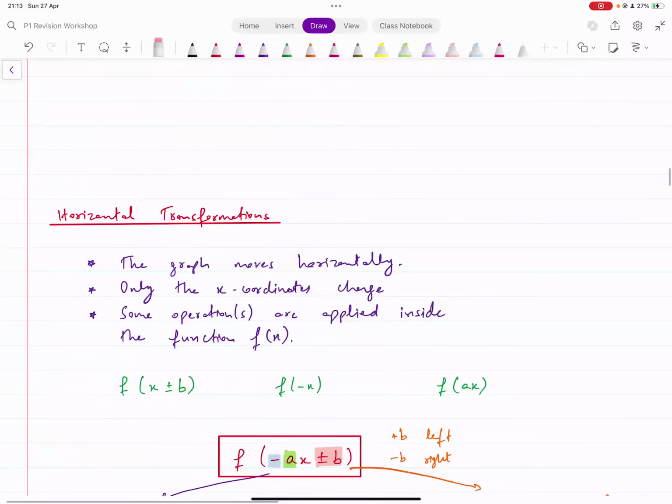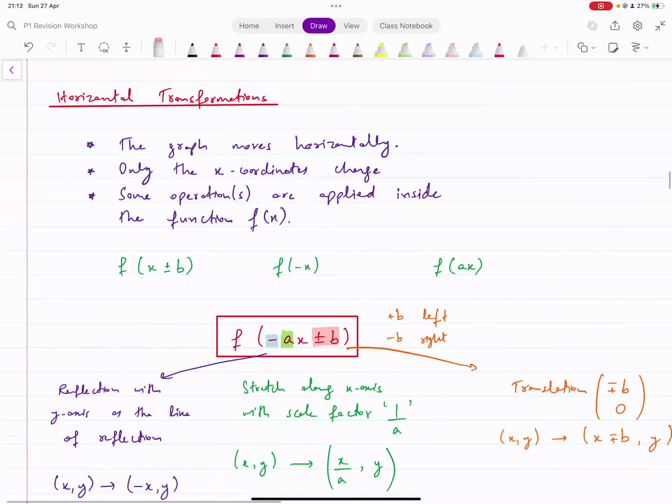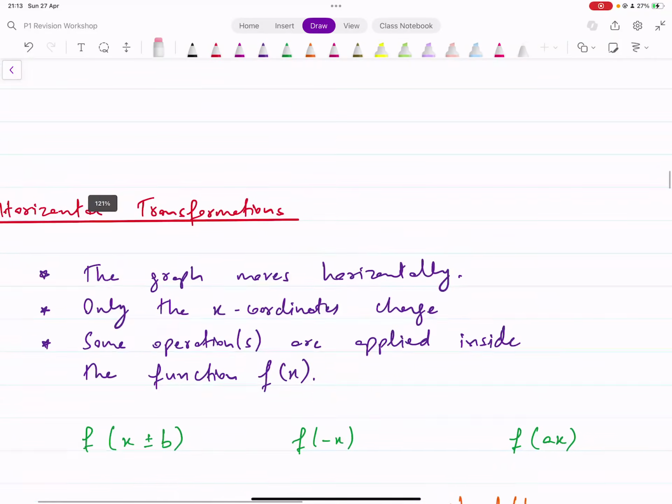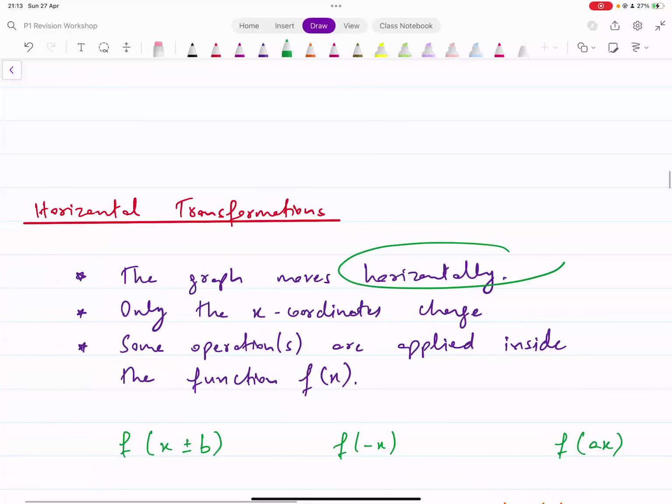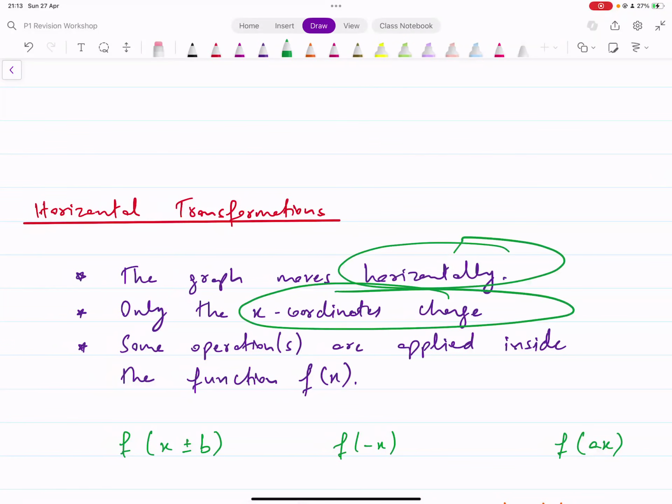Then you have some horizontal transformation. In horizontal transformation, what happens is operations are applied inside the function. And the graph moves horizontally and only the x coordinates change.